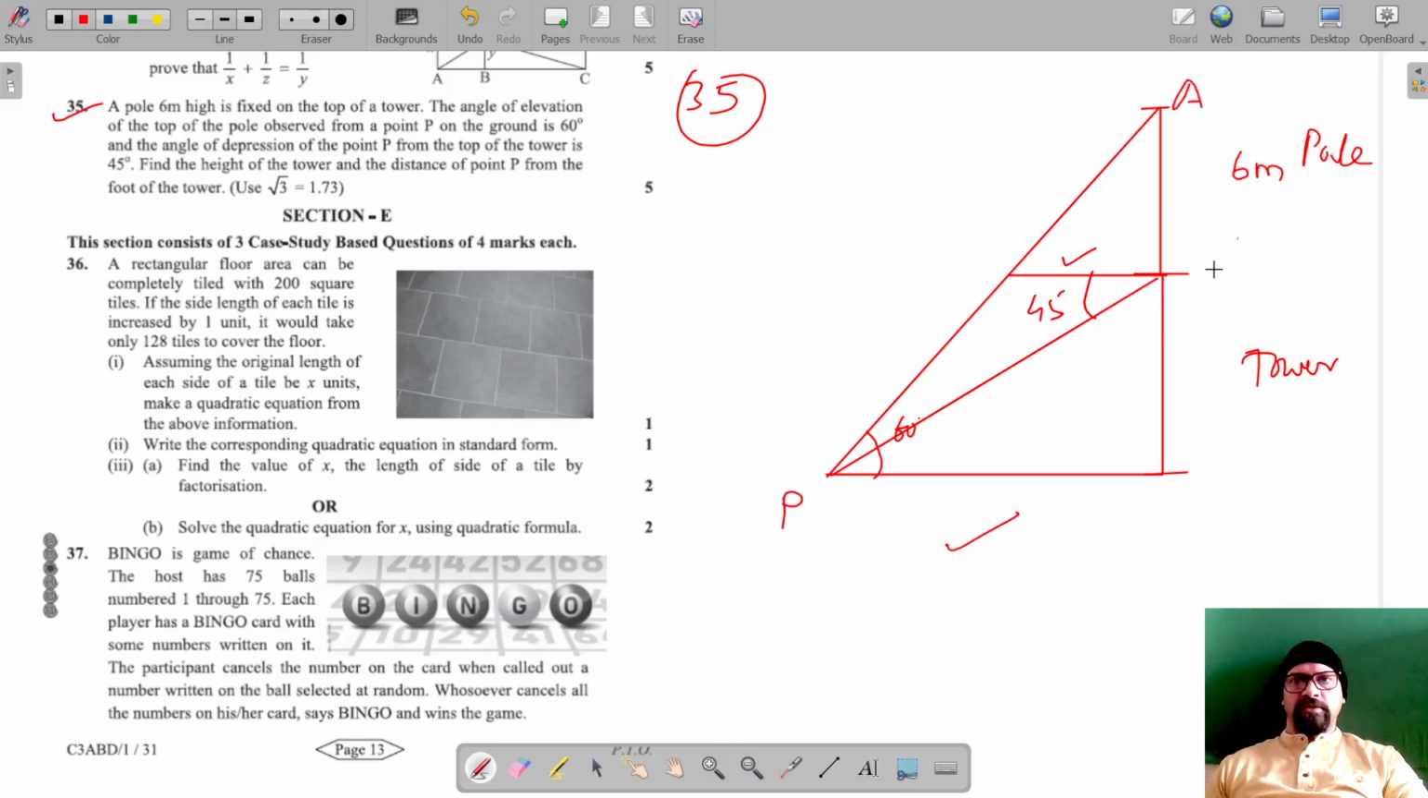So let's say AB is the height of the pole, BC is the height of the tower, and this is DE, BE. Now DE is parallel to BC. That means these two angles are 45 degrees, as they are alternate angles. Now we have to find the height of the tower, that is BC, and the distance of point P from the foot of the tower, that is PC.